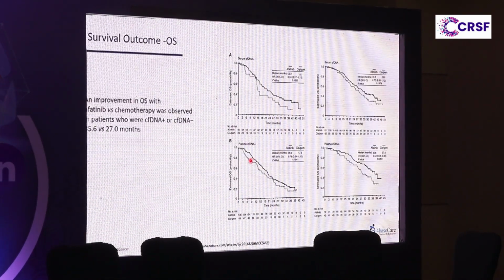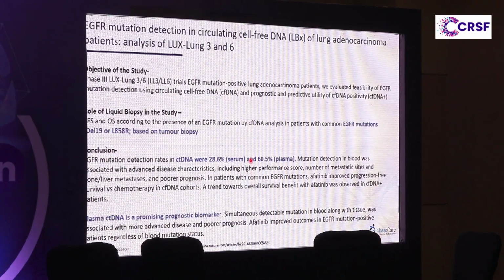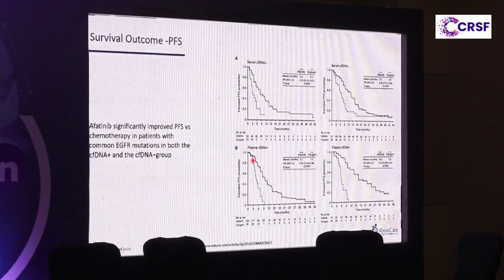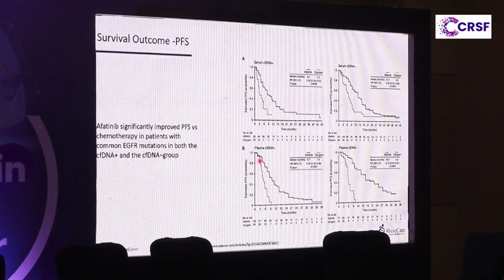And where did it all start? It started in the lung 3 and 6 trials, where they said knowing ctDNA levels in plasma or liquid biopsy is a good prognostic biomarker. It tells that the patient is going to do very badly.